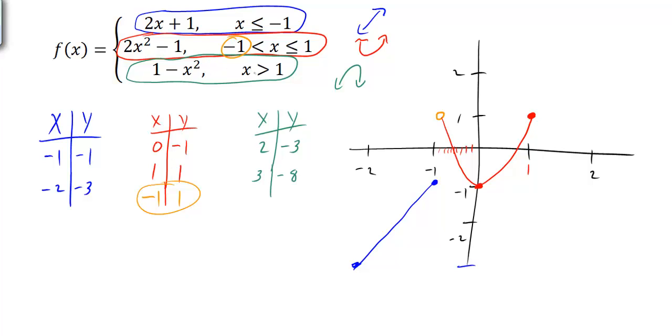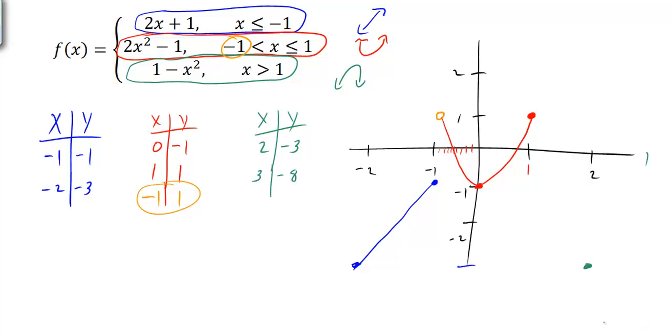And then we need to look at the other graph in green, 1 minus x squared. So we're looking at values where x is greater than 1, and we pick 2, -3, so that means we're going to go over 2 and then down 3. And then of course we would have 3 and down -8, which would be way down here somewhere.